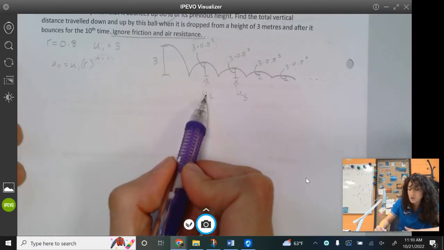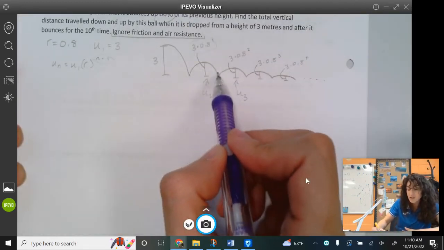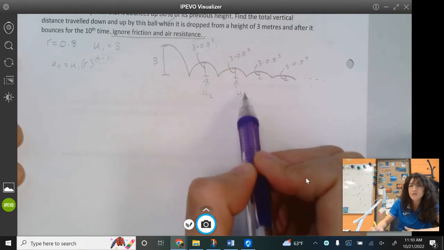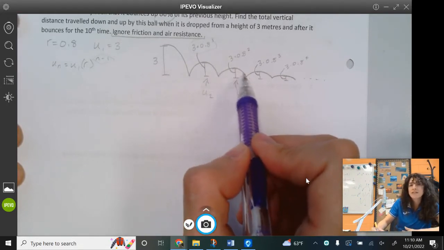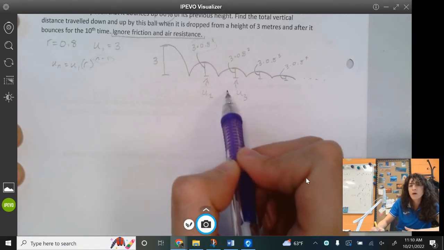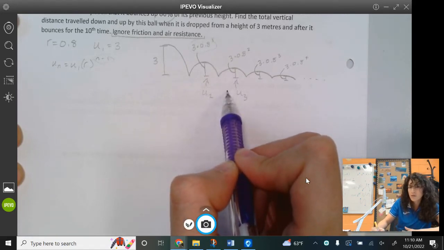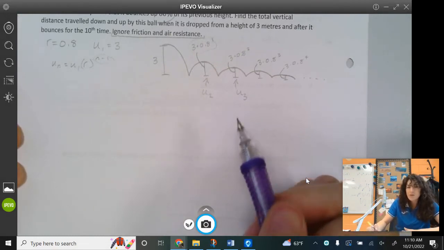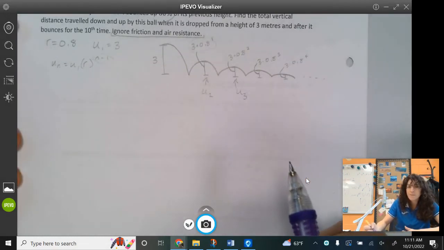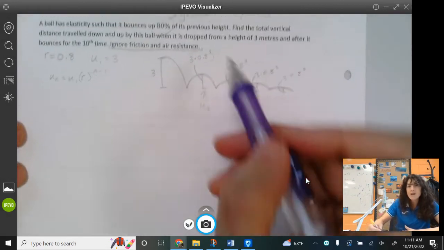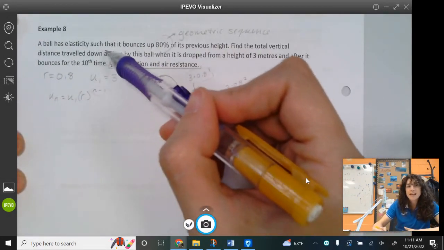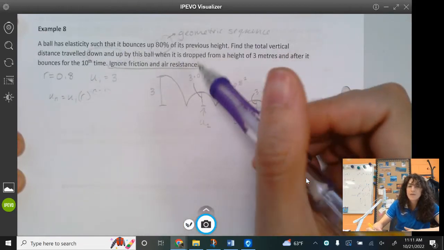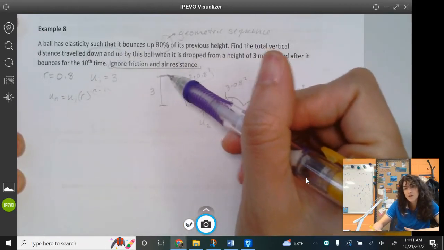And that u sub 2 is really after the first bounce, but before the third bounce. And u sub 3 is after the second bounce, but before the fourth bounce. Okay, so I'm going to have to keep that in mind when I start finding some formulas here. I also need to keep in mind that it's traveled down and up, down and up for all of them except for the first height.